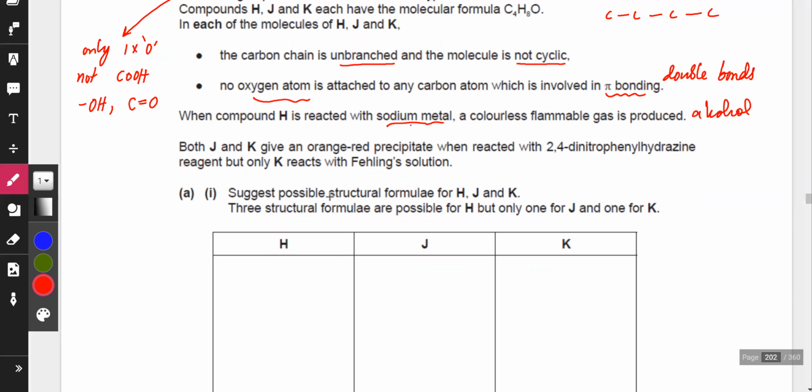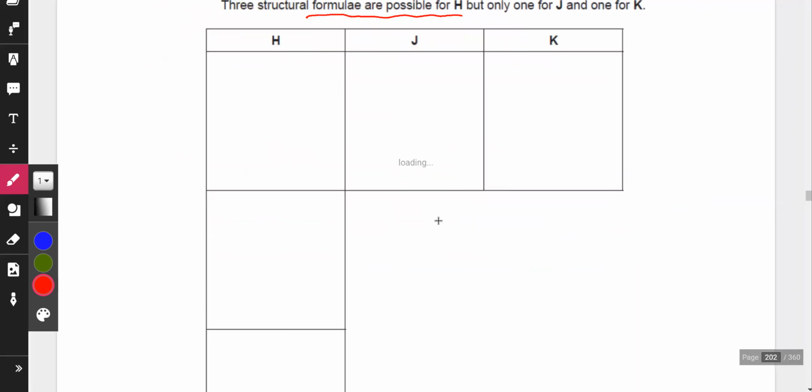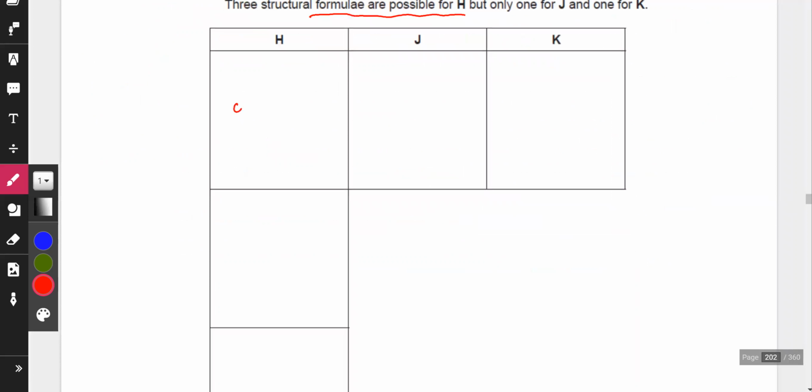There is other information about J and K. And he's saying that there are three possible structural formulas of H, right? So I know that H is an alcohol, C4H8O. So how many different types of alcohols could I have? I could have an OH here. That's one.